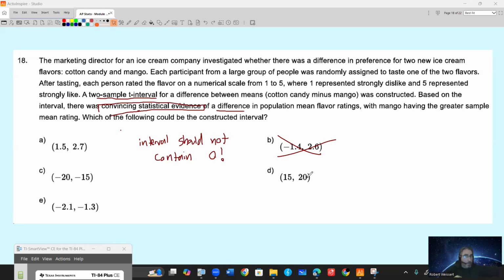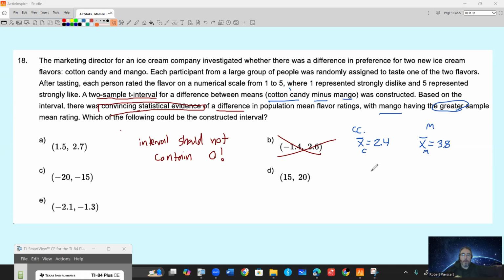Now, we have to be careful because it says cotton candy minus mango. But it says with mango having a greater sample mean. So let's just think of some numbers here. Let's make up some numbers. The average rating for cotton candy, let's say, was 2.4. Let's say the average for mango was bigger, so let's say 3.8. Okay, so that's the average for mango.